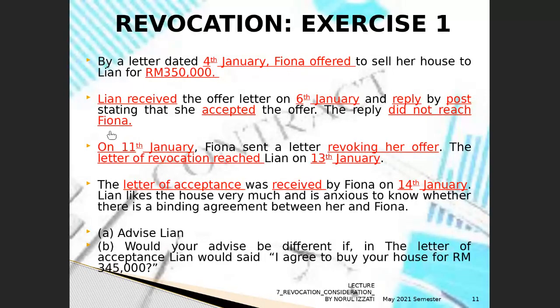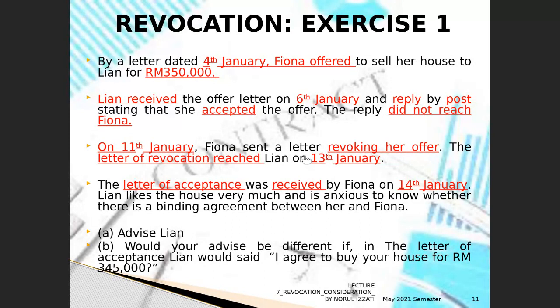So that is the issue. Even though the reply did not reach Fiona exactly on that day, he or she already sent the letter of acceptance. On 11th of January, Fiona sent a revocation of the offer. So when you explain the third issue here, Fiona's letter is not effective. That is the correct word. Fiona's letter is not effective because she is not allowed to revoke the offer once the acceptance has been made, even though it reached Lian on 13th of January.